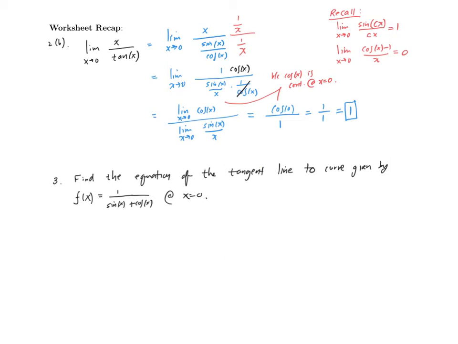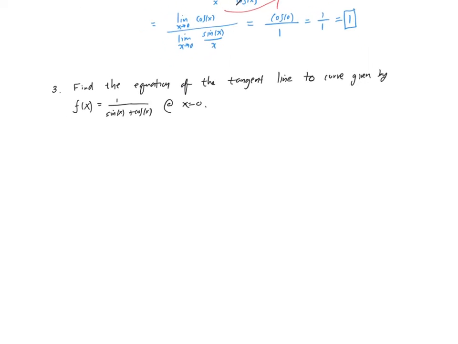For the second problem I wanted to go over, problem 3 from the worksheet, it's one of these standard tangent line problems. Find the equation of the tangent line to the curve given by the function f of x equals 1 over sine plus cosine at x equals 0. And note immediately, without doing any work, we can write down the template or the general form of that tangent line. So it would be y is equal to f prime 0, x minus 0, plus f of 0. And as usual, I'll note we need to determine two values, f of 0, the function value, and f prime of 0 from the derivative itself.